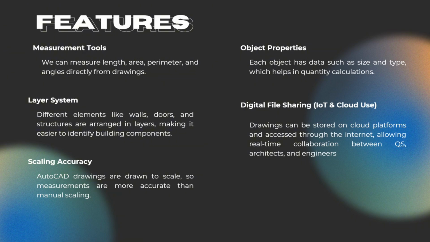Next is scaling accuracy. All drawings in AutoCAD are created based on the proper scale and dimensions. Because of this, the measurement results are more precise compared to manual measurement using printed drawings. Another feature is object properties. Each object in AutoCAD contains information such as size, shape, and type. This helps quantity surveyors understand building elements clearly and calculate quantities more accurately.